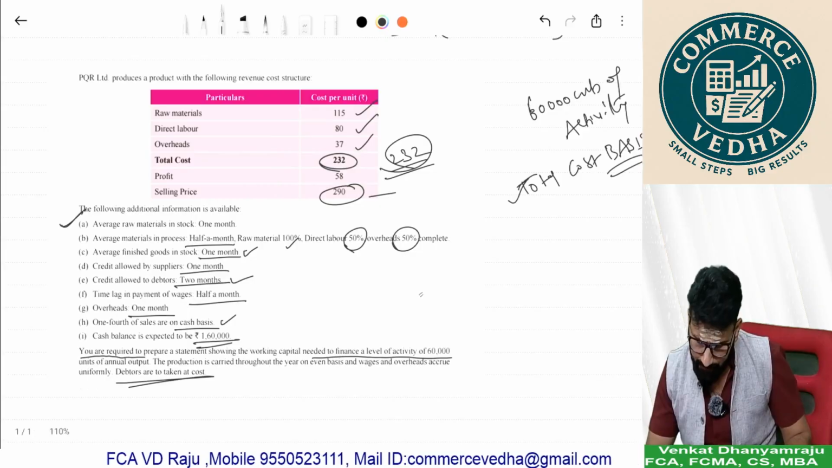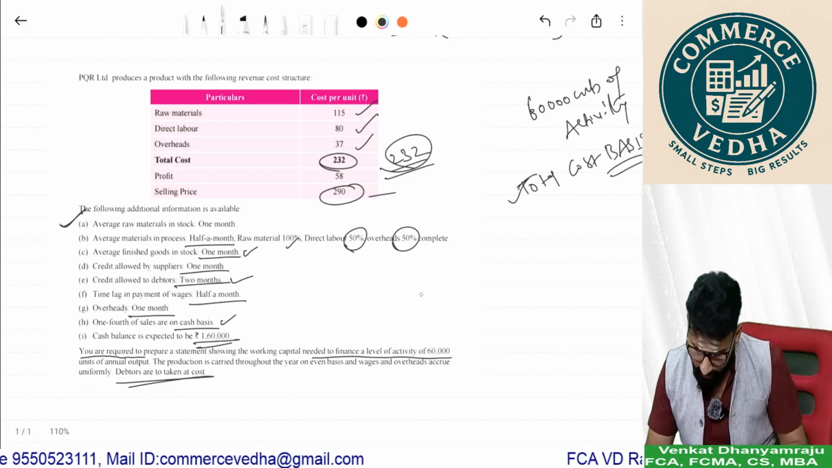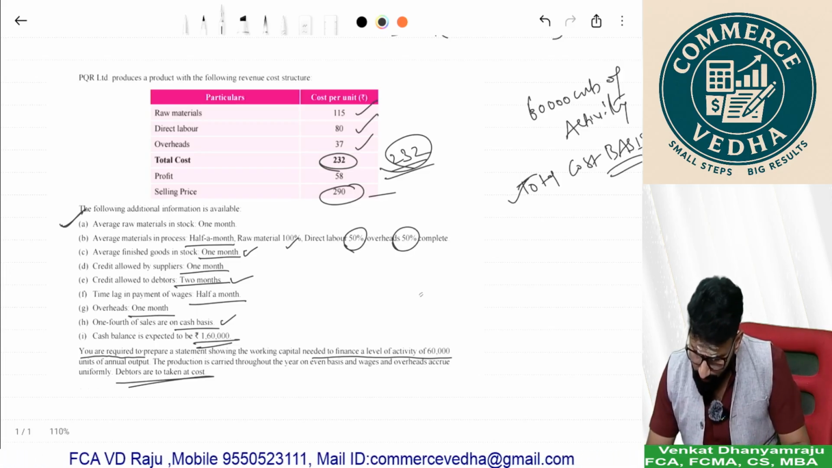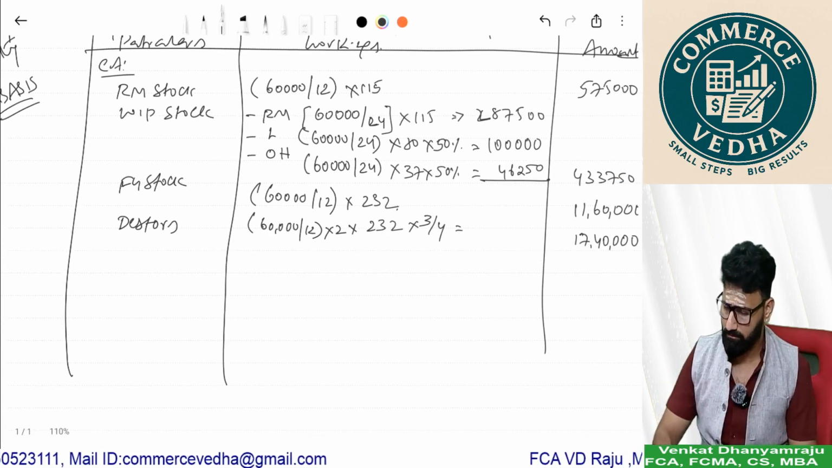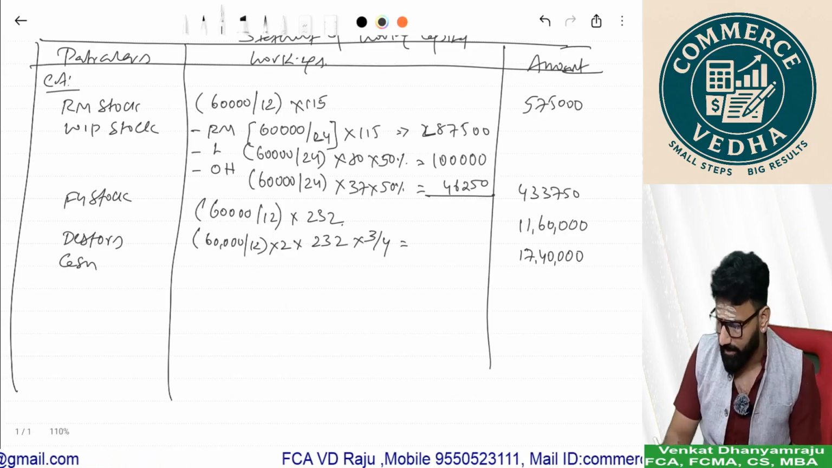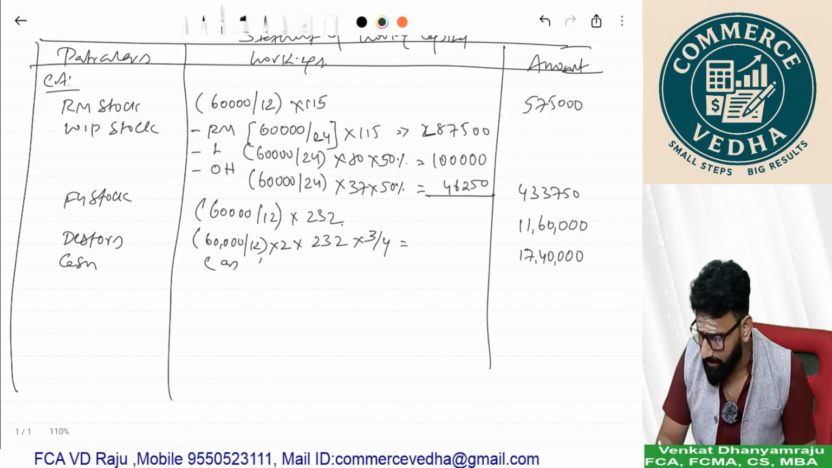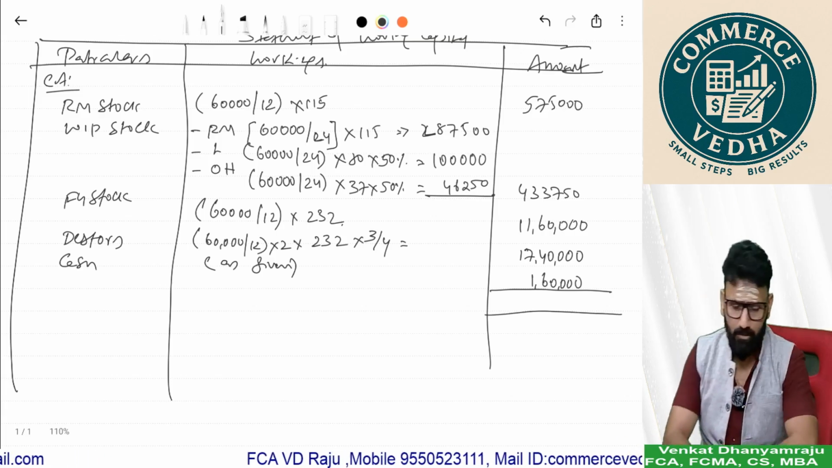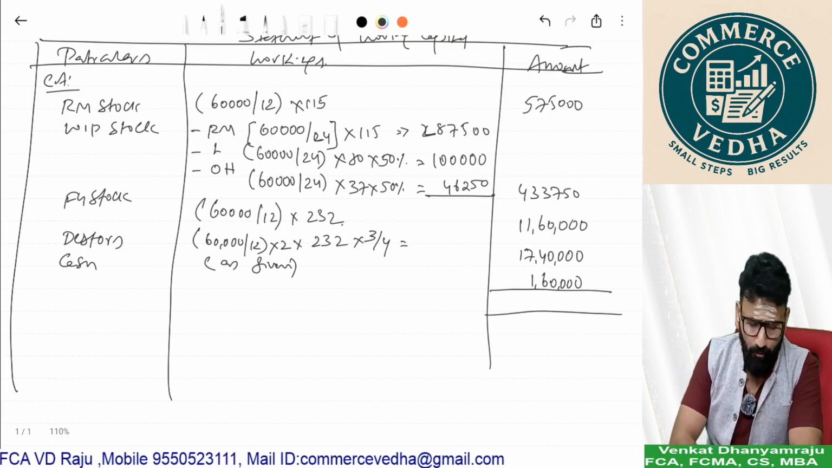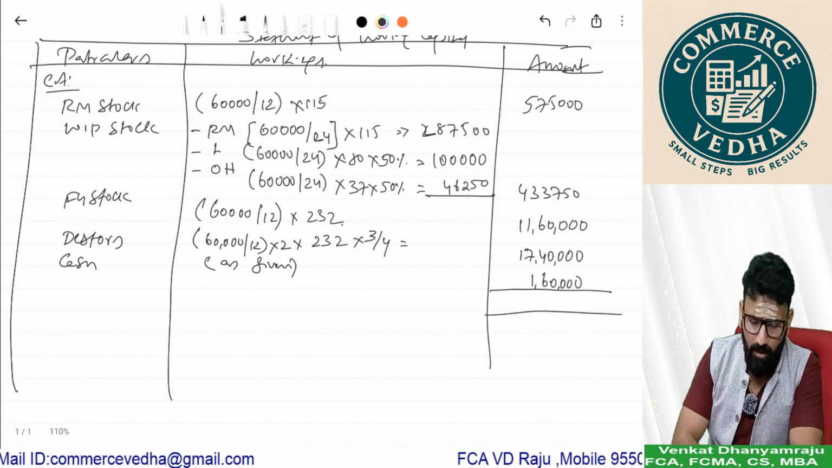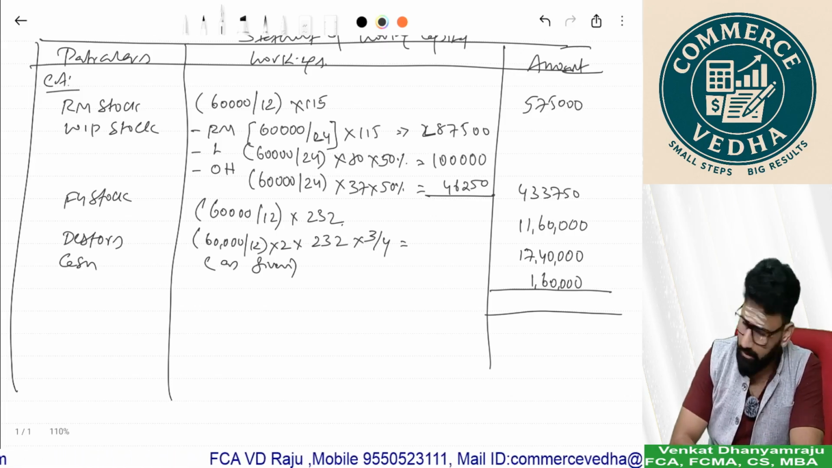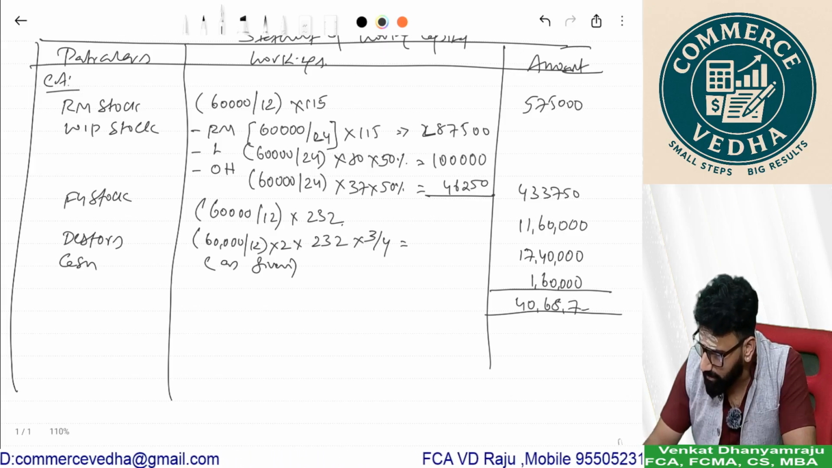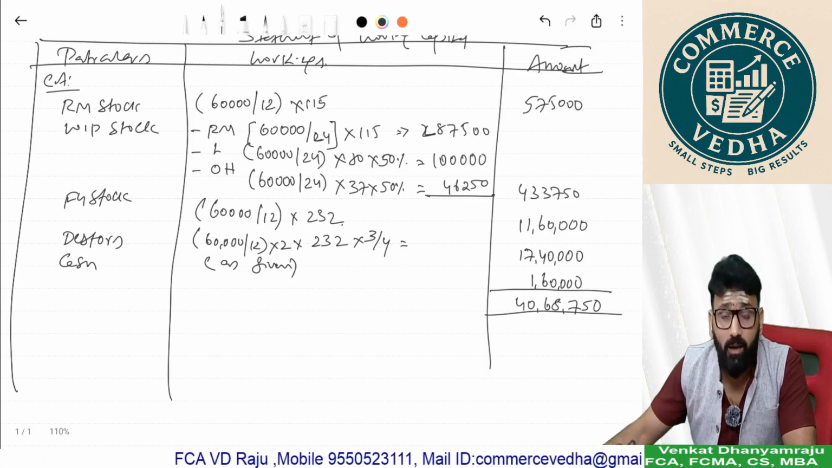What else? Any expenses given, prepaid? No. Time lag means liability. Overheads lag, liability. So wages and overheads are liabilities, and cash balance expected is 1,60,000. That is also your current assets requirement. Cash is given. I'll say here as given 1,60,000. So you finish your current assets. So the total is 5,75,000 plus 4,33,750 plus 11,60,000 plus 17,40,000 plus 1,60,000. 40,68,750 is your total current asset.